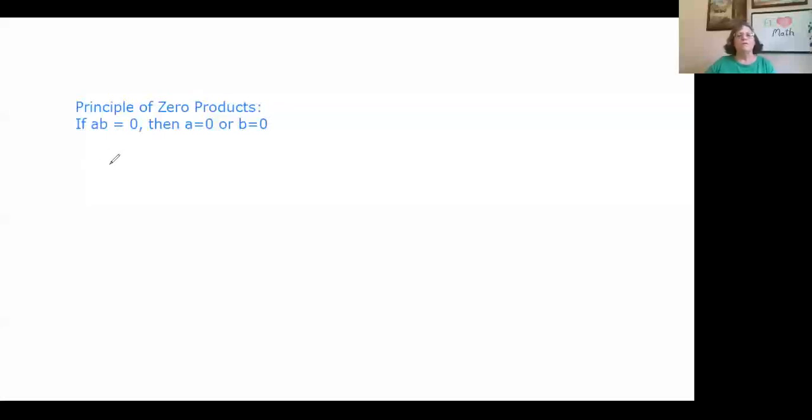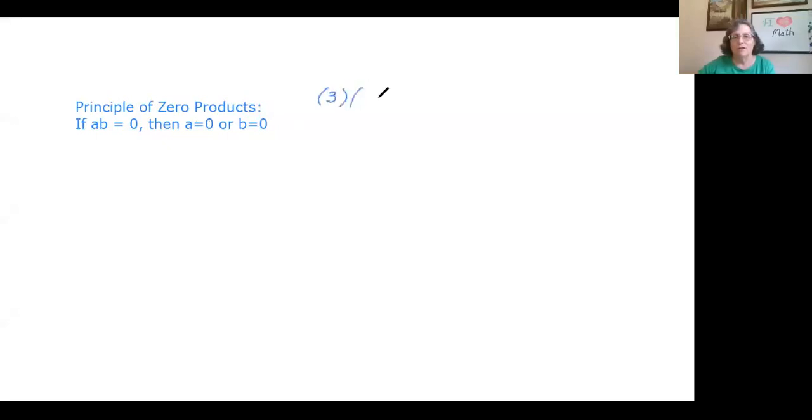The principle of zero products states that if A times B, if a product is equal to 0, if the answer to a multiplication problem is equal to 0, then at least one of the things that you're multiplying by has to be 0.